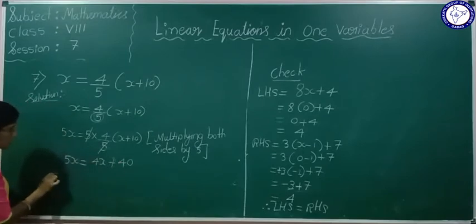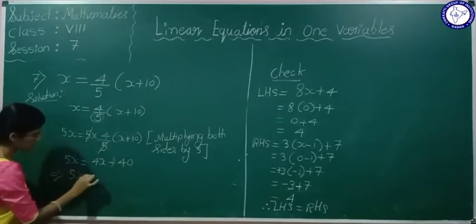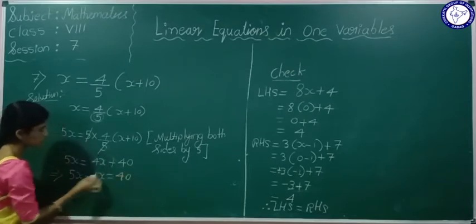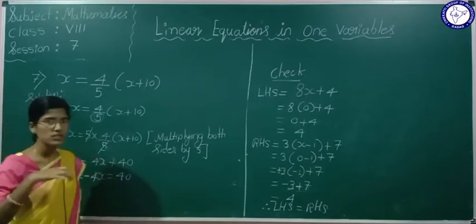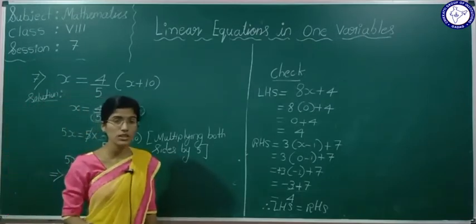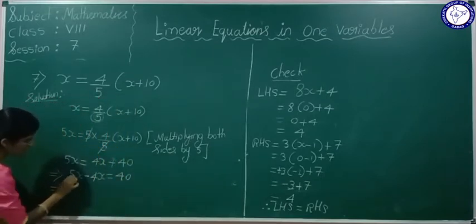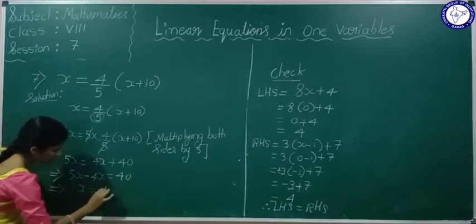Now take the variable terms to one side. That will be 5x minus 4x is equal to 40. This concept is simple. Only you have to remember, take the variables on one side and the constants on the other side. So what is 5x minus 4x? It will be x. x is equal to 40.